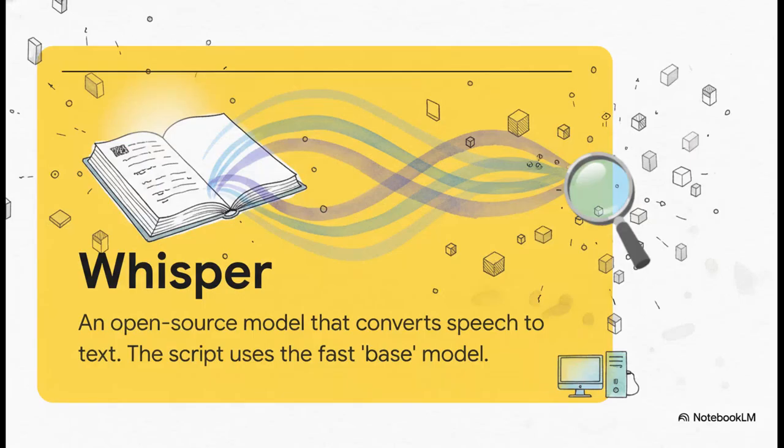And the magic behind those ears is a technology called Whisper. It's this incredible open source model that is just fantastic at turning speech into text. Now, the script is smart. It uses the base model, which is really lightweight and super fast, perfect for running on your own machine. And that right there is the first big privacy win. Your words don't even need to touch the internet.